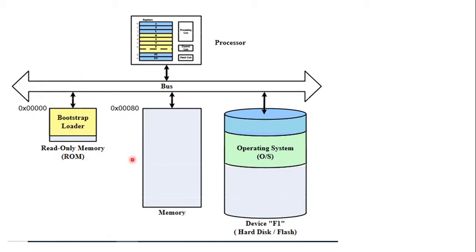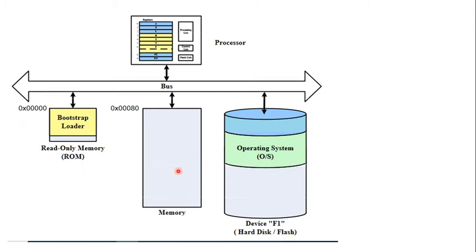So here, as a highlighting part, remember, as soon as you switch on your device, this Bootstrap loader from the ROM will occupy the main memory. Then it will fetch the operating system from the hard disk into the main memory. Once this operating system is loaded to the main memory, then your operating system can work properly.